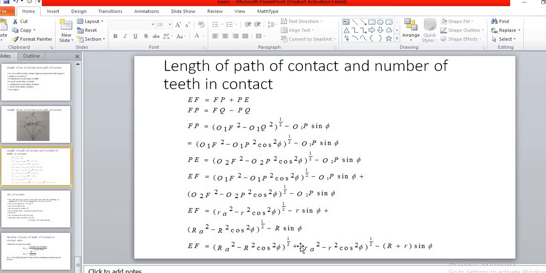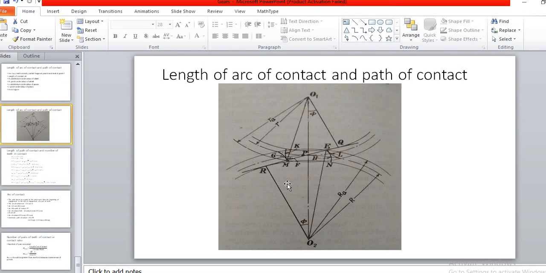Similarly, the arc of contact. The arc of contact is the path traced by a point on each circle from the beginning of the engagement to the end of the engagement of a pair of teeth. Consider this arc GH. This length is measured on the pitch circle, so the arc from G to H is considered the arc of contact.